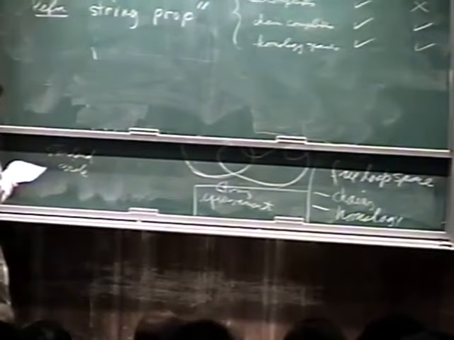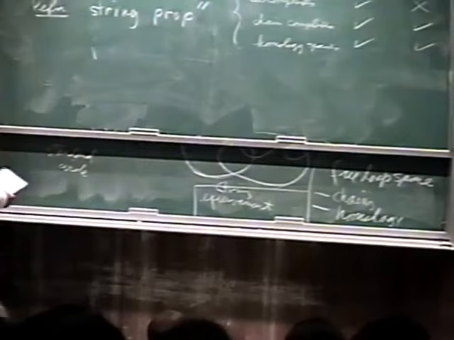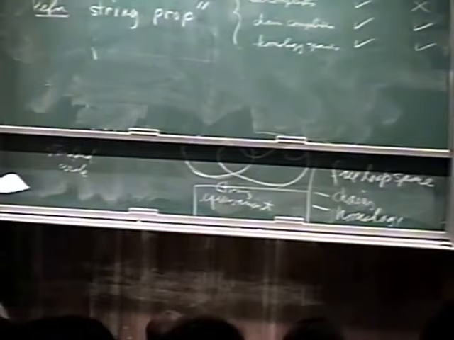The dimension of this thing is roughly 2 times the number of chords. Or if you have marked points, you have to add in those parameters as well. So I've got a theorem. Let's see.